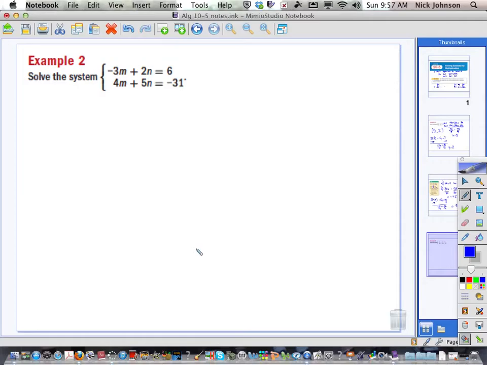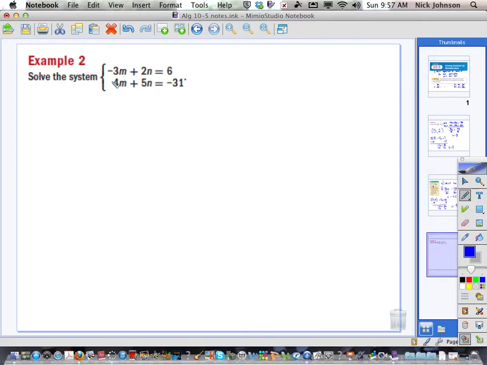Example 2 says, solve the system: negative 3m plus 2n equals 6, and 4m plus 5n equals negative 31. So, which do we want to get rid of? In this case, since I have one positive, one negative, I want to get rid of my m's. Okay, it will just be easier.